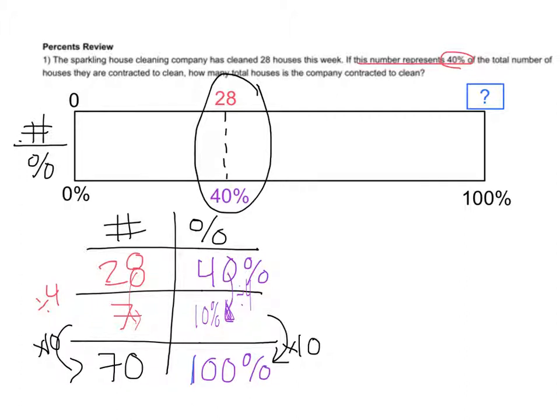Since 100% is the same as 70 houses, I know that my final answer here is 70. And we can write that as 70 houses.